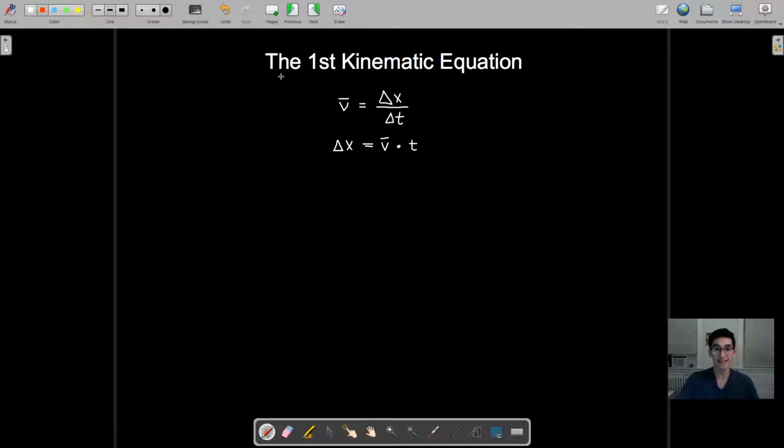But now I want to kind of modify this equation, and if I'm working with a constant acceleration or a constant change in velocity, that means that my average velocity over some interval is going to be the average of my initial and final velocity. Let's see what I mean by that.